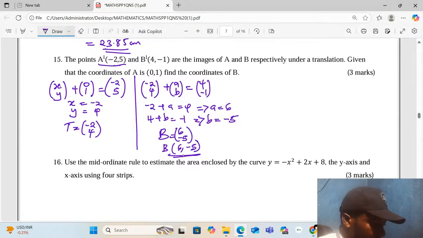So that is how you get the object of B using the translation. We simply use the object of A and the image of A to find the translation. Then using the translation and the image of B, you can find the object B, as we've done in this question.